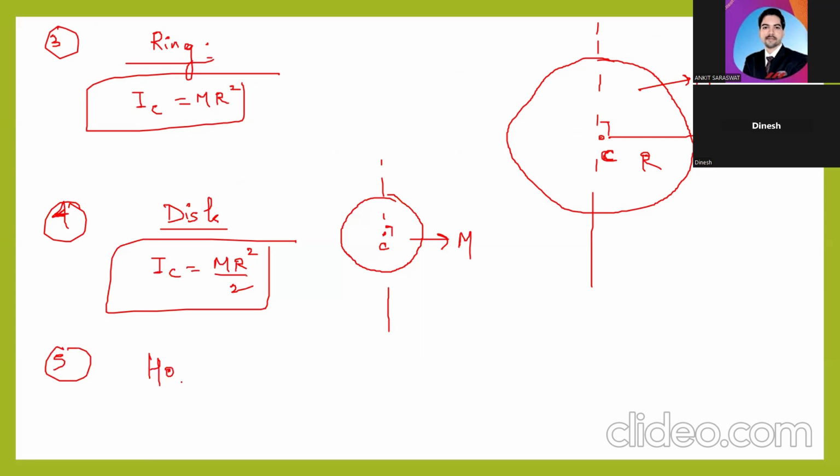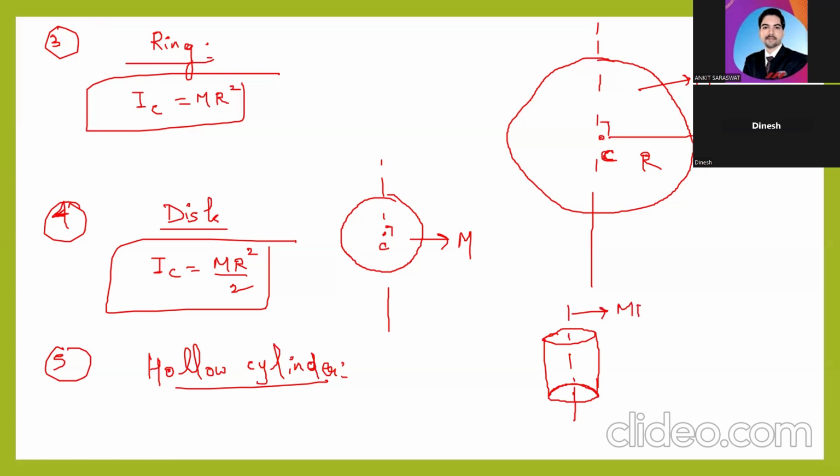Hollow cylinder's moment of inertia is similar to a ring. Hollow cylinder, like this. Clear? This is a hollow cylinder, made up of many rings. So this is the axis. About this axis, the moment of inertia is MR square. Its radius is r, and M is its mass. This is the axis. It is similar to a ring. Clear? A hollow cylinder is similar to a ring.